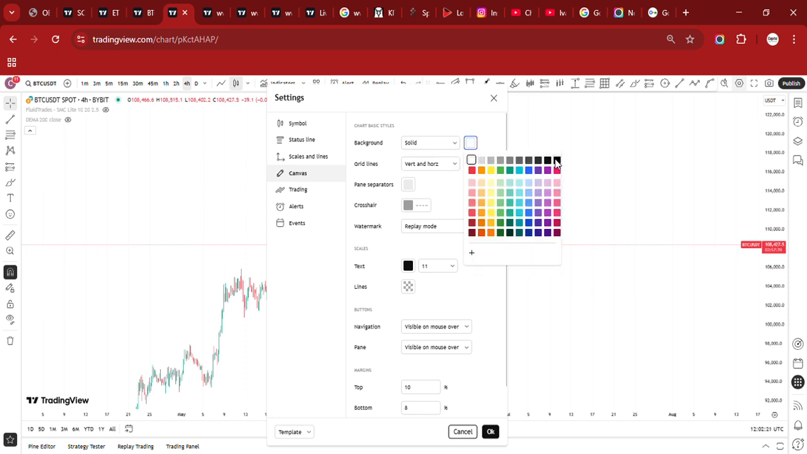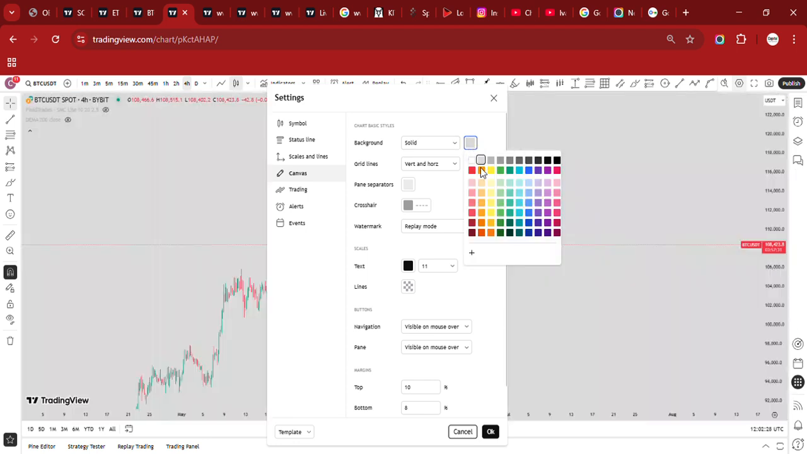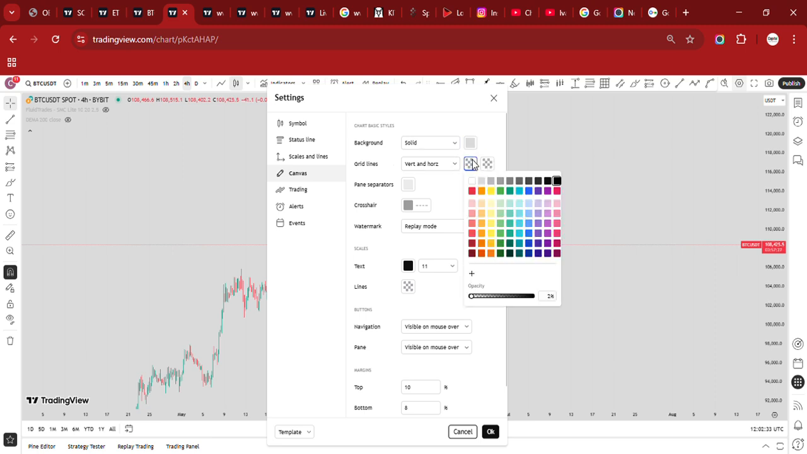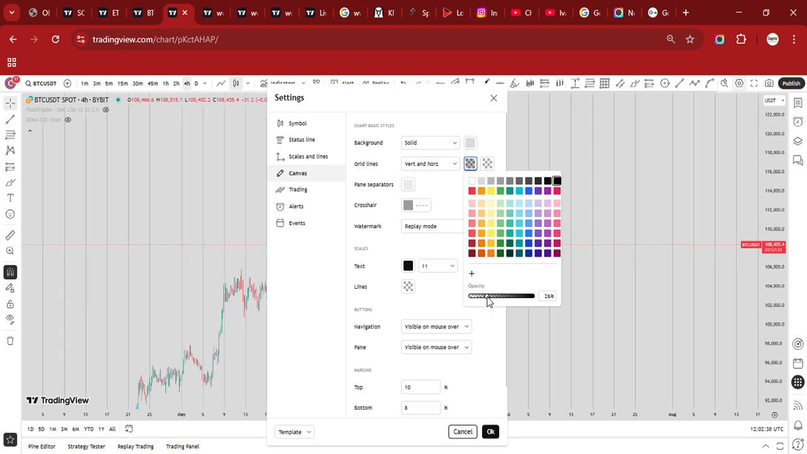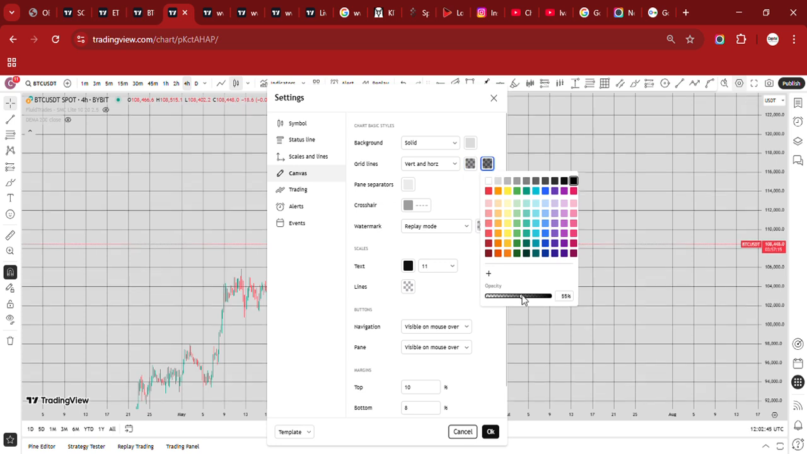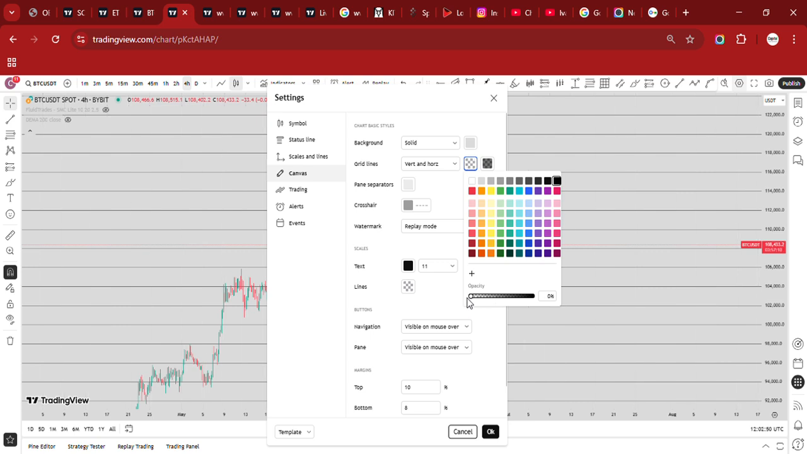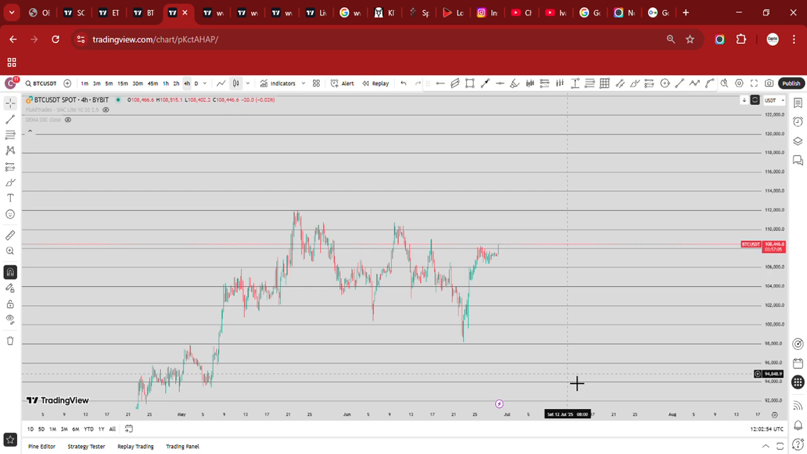Change this one to, sorry, background. No, this is not it. This is where you can change your background. Okay, so now you go to grid lines. That is where you can see both your lines. Okay, let me remove the horizontal one. Let me remove the vertical one. Now leaving only the horizontal one, you can see how the lines are.